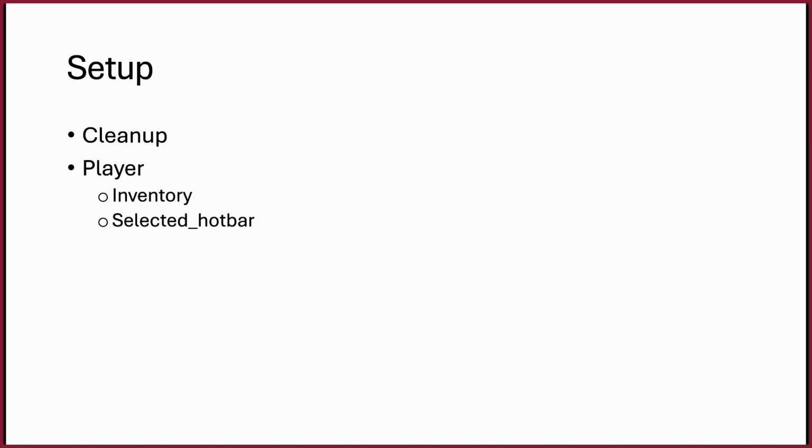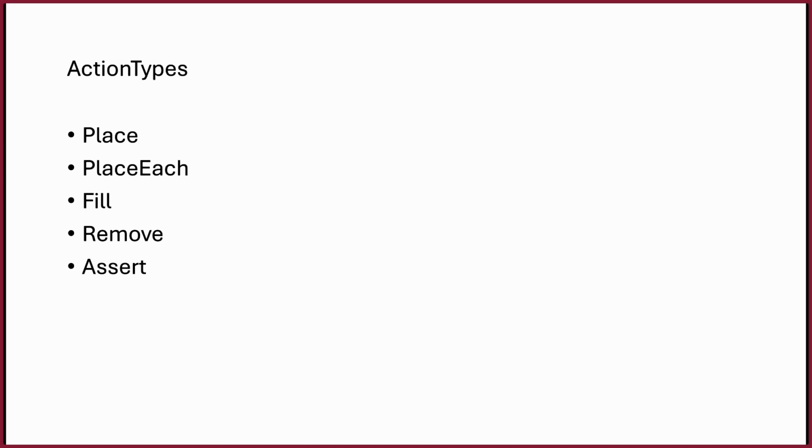So the player has an inventory. The inventory is the hotbar between 1 and 9, the armor slots, and the offhand. And you can also have a selected hotbar from the start. Now we have our action types, like the ones you already saw, and we now have use item on, set slot, and select hotbar. We are using all three this time, so no worries here.